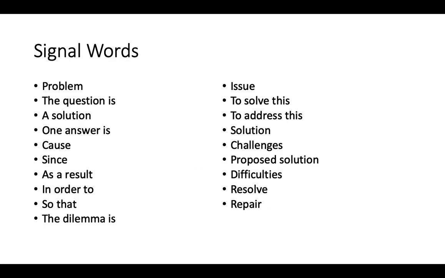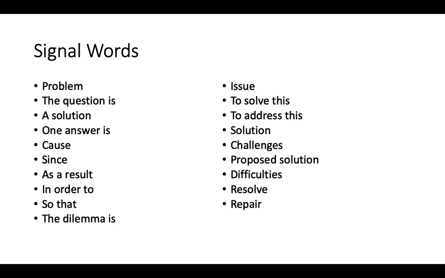So these signal words are incredibly important for structuring and signaling to the reader what it is you're trying to do. You might have more than one problem and solution paragraph if you have more than one solution, but it's important to keep this pattern going.